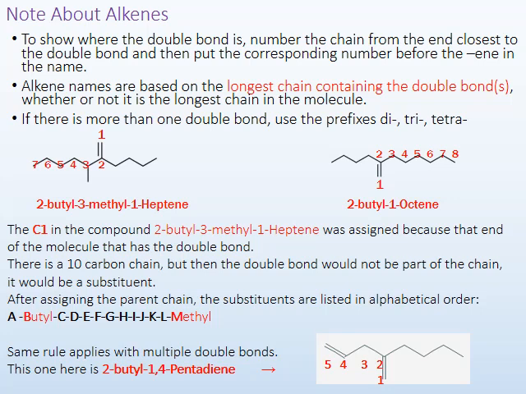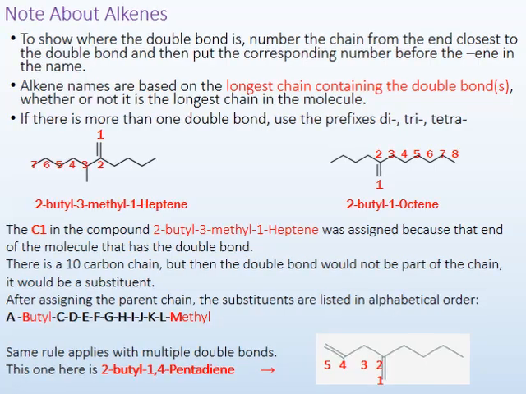There is a 10-carbon chain, but if we name the compound based on the carbon chain, then the double bond would not be part of the chain, it would be a substituent. After assigning the parent chain, the substituents are listed in alphabetical order. Butyl is listed before methyl, because B comes before M in the alphabet. If there is more than one double bond, use the prefixes di for 2, tri for 3, tetra for 4. For example, 5 carbons in a chain containing 2 double bonds would be a pentadiene.